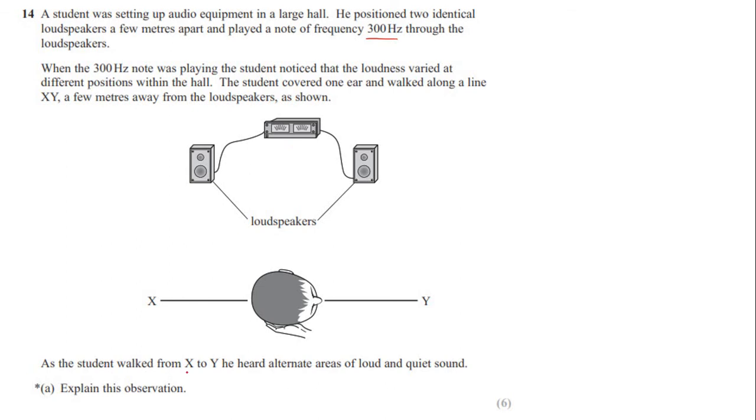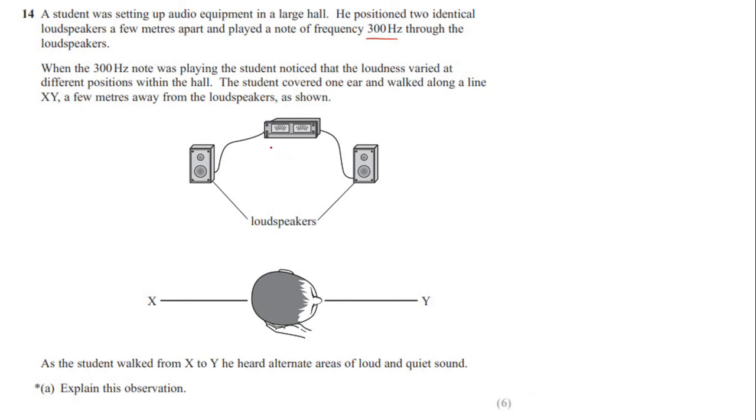A student covered one ear and walked along a line XY a few meters away from the loudspeakers, as shown. The student walked from X to Y. He heard alternate areas of loud and quiet sound. Explain this observation. It is a star question, 6 marks. That means you need to write at least 6 points connecting or relating with some physics.